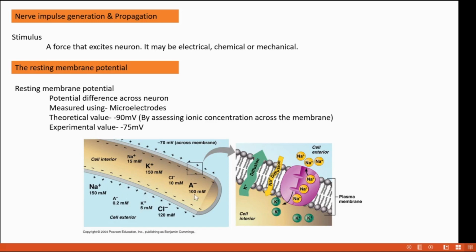Here's the picture to show you the charge distribution, the outside and the inside region of membrane wall. Okay, we can go to next slide.